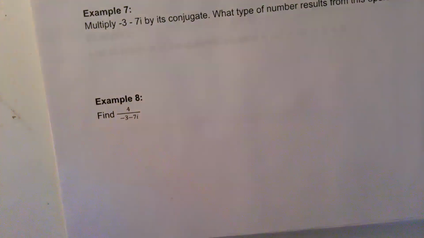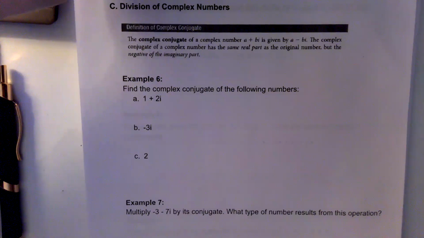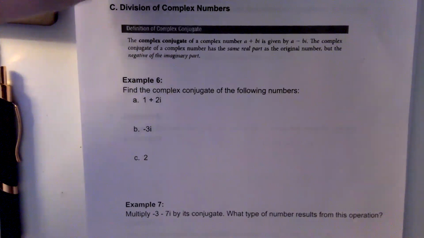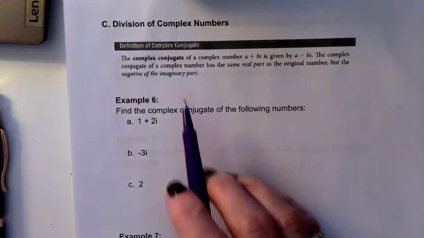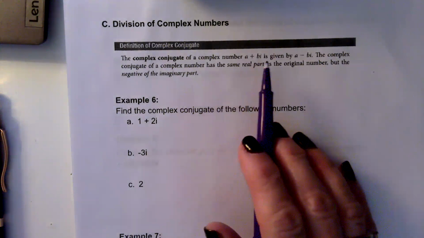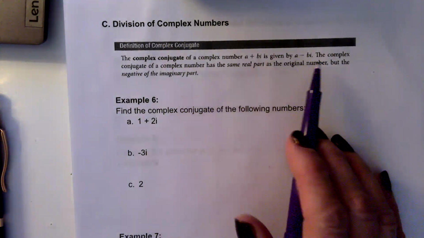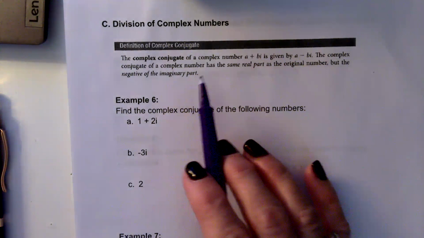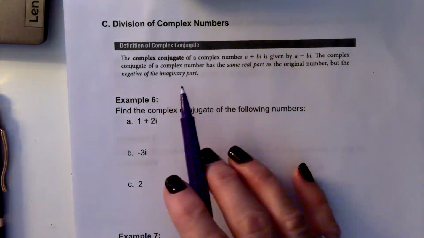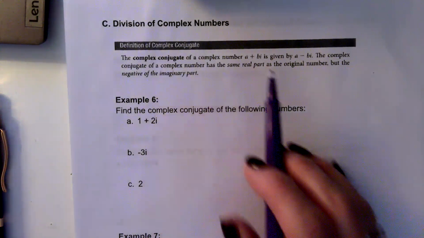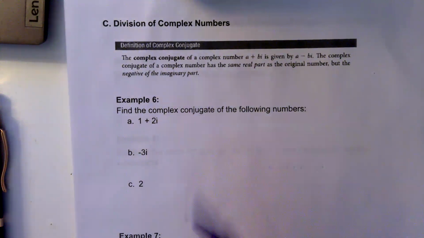Now, we can also have division of complex numbers. But with division of complex numbers, we have to learn about a complex conjugate. The complex conjugate of a complex number, a plus bi, is given by a minus bi. The complex conjugate of a complex number has the same real part as the original number, but the negative of the imaginary part. So a plus bi and a minus bi.